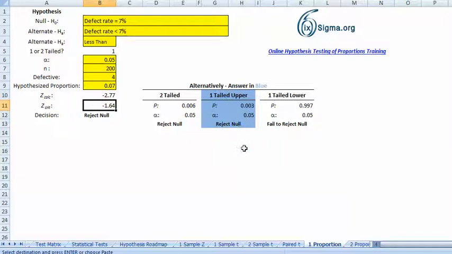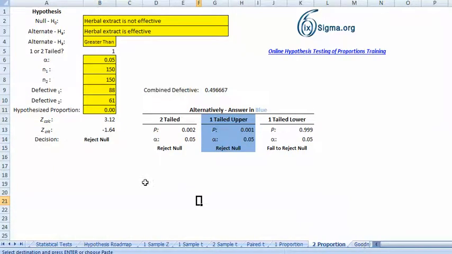So that's really all there is to the 1 proportion test. Now in the 2 proportion test, as you might expect, we're actually testing 2 proportions. In this example, we've got an herbal extract that's not effective versus what we hope to be true, which is it is effective. So we've got a greater than, which is a one-tail test, a 95% confidence level. Let's suppose that I've got 1 sample of 150 with 88 defective, and I've got a second sample of 150 with 61 defective. And the hypothesized proportion here is, let's say it's 0.